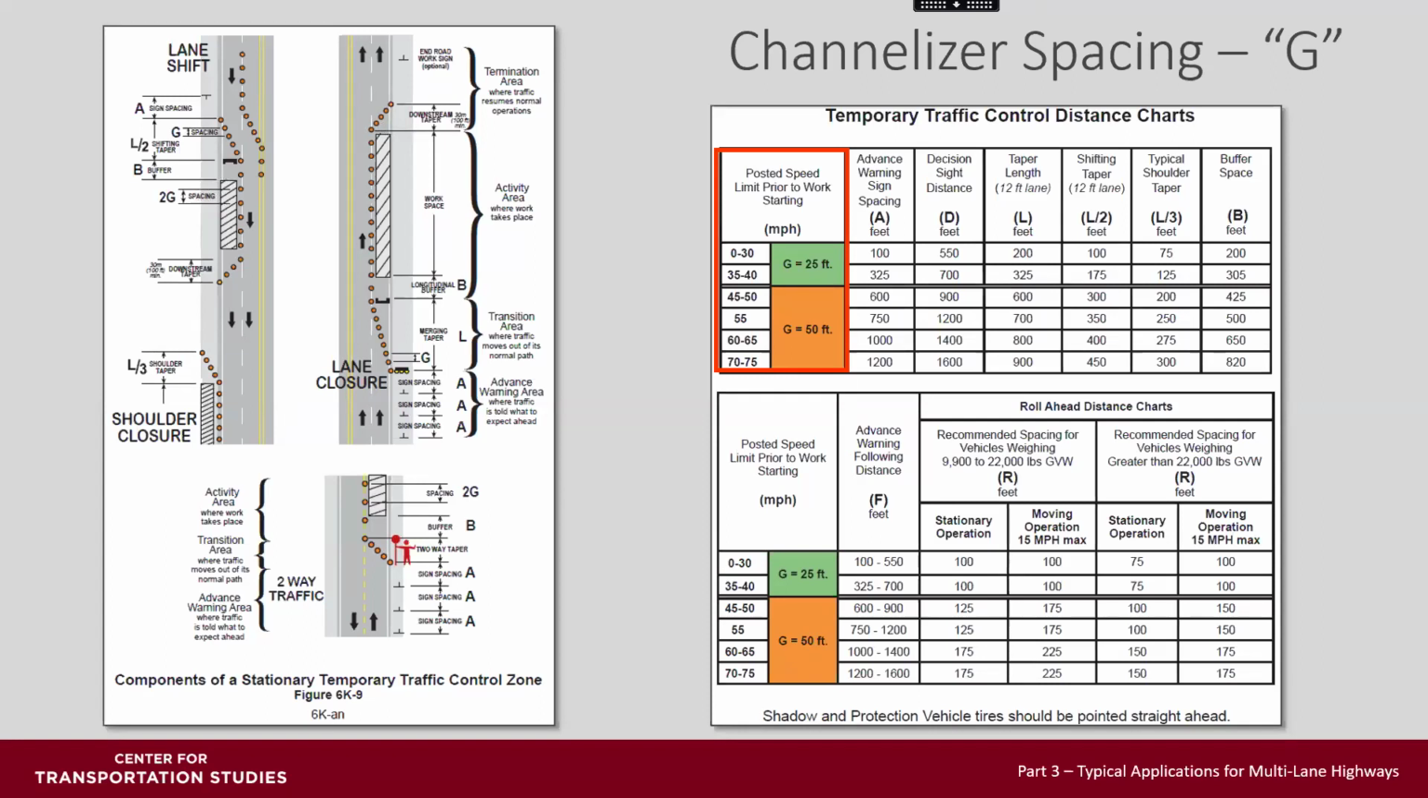Next, we need to know how far apart the cones will be in the taper, which is designated as G. G is the gap between the cones. At 45 miles an hour or higher, the G space is 50 feet. Through tangent areas where traffic is going straight, we can increase that space to 2G, or 100 feet, for high-speed roadways.